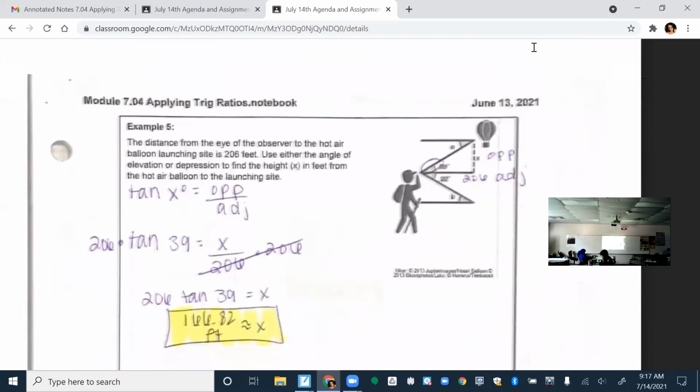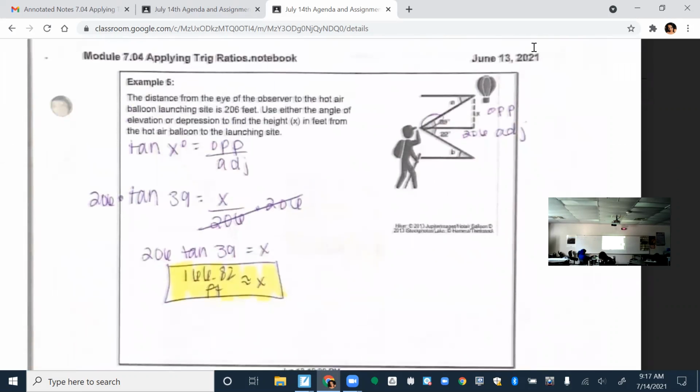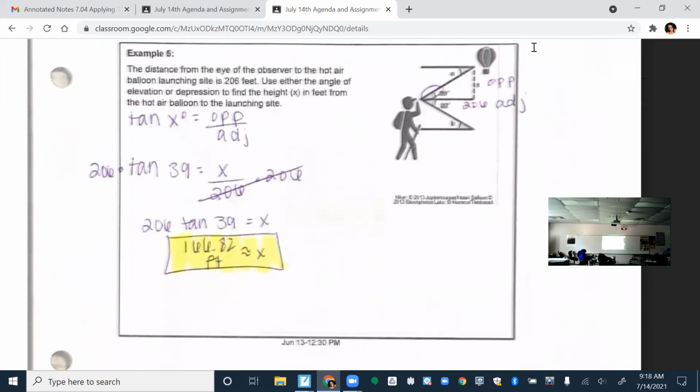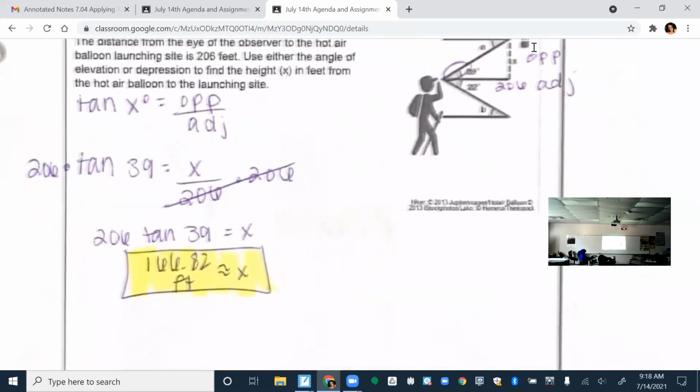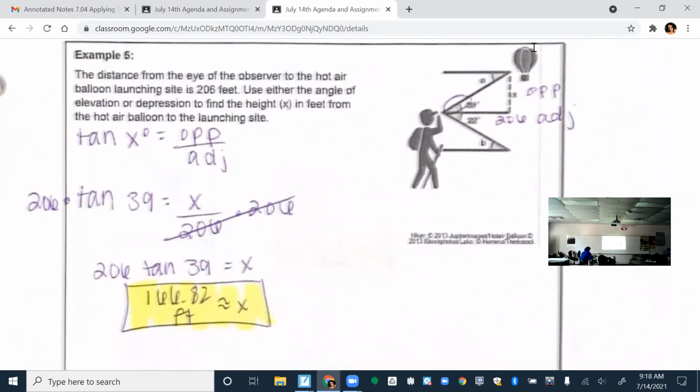All right, but I had you do, I think, example 5 through 7. Sorry, it's a little bit blurry. But here's how you should have labeled your triangle. In that far corner, we're looking from the observer to the hot air balloon. And it says the distance from the observer to the hot air balloon launching site is 206 feet. So that's why the bottom of this triangle is labeled 206 feet.